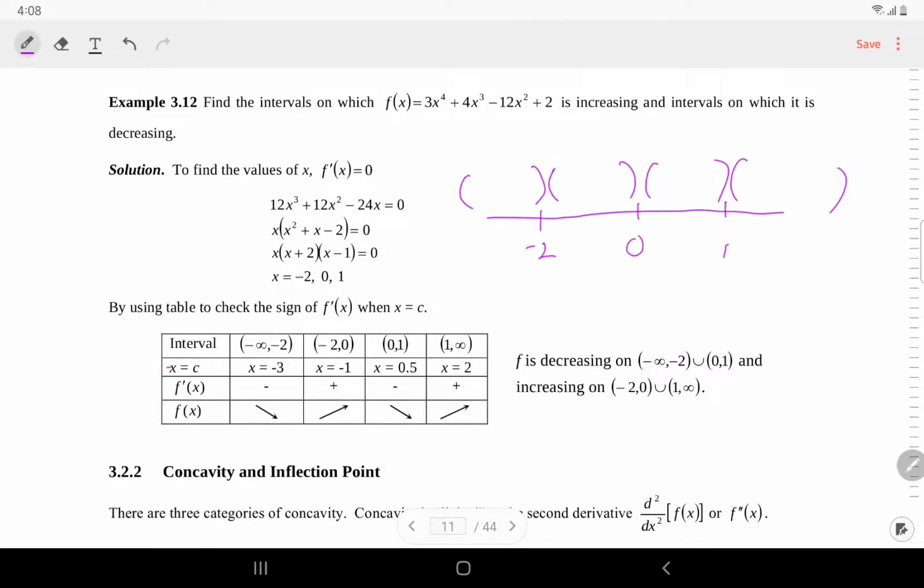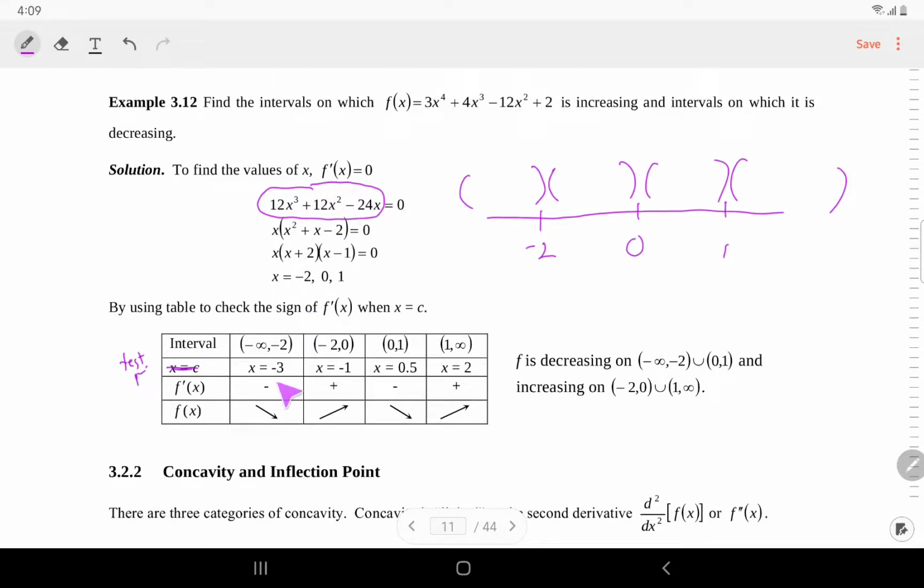So, for this one we take test points. For example, from negative infinity to negative 2, we choose negative 3. Here we choose negative 1. Here we choose 0.5, for example. Here we choose 2. And then insert into f prime x. This is our f prime x. So, we put these numbers into this.